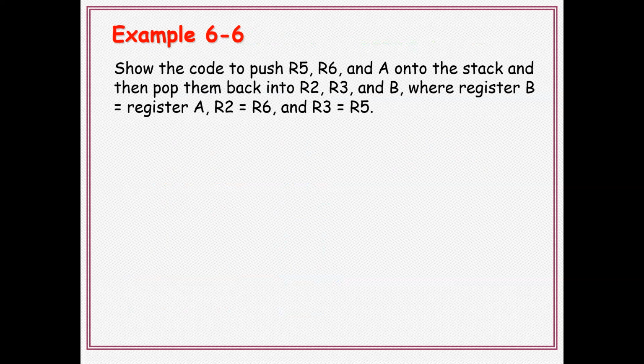For example, show the code to push R5, R6, and accumulator A onto the stack, and then pop them back into R2, R3, and the B register. So register B equals register A, R2 equals R6, and R3 equals R5. So assume that this is the requirement.